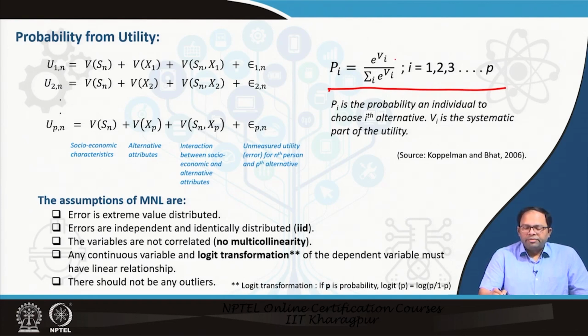V_i is the systematic part, as we have discussed that it is not U_i, we are only considering the V_i, or the systematic part of the utility. So, the random part is not being considered. That is why we have considered a distribution.